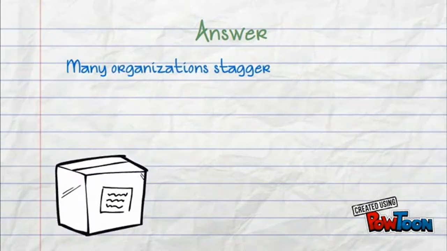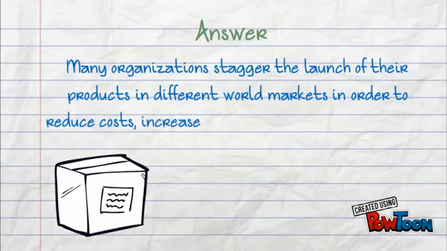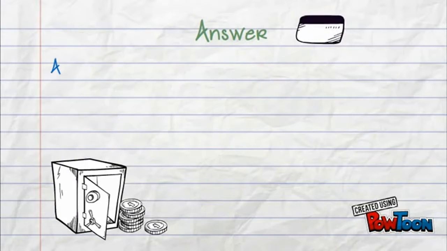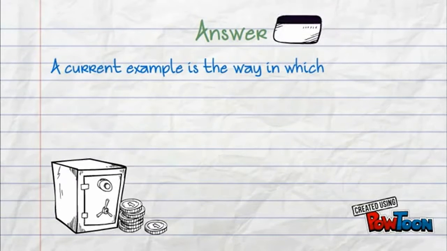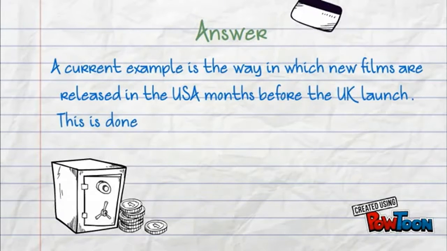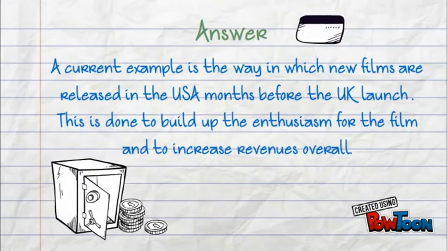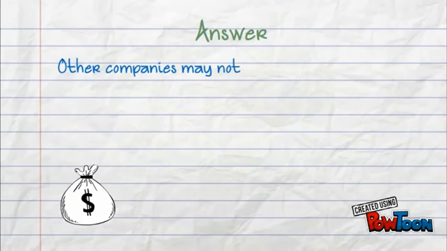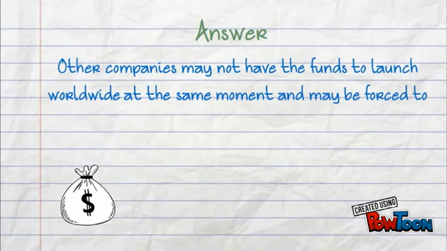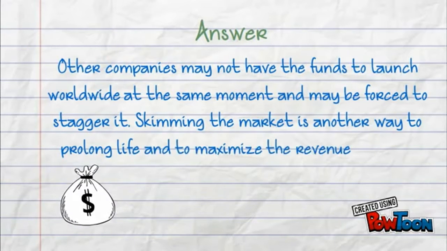Many organizations stagger the launch of their products in different world markets in order to reduce costs, increase revenue, and prolong the overall life of the product. A current example is the way in which new films are released in the USA months before the UK launch. This is done to build up the enthusiasm for the film and to increase revenues overall. Other companies may not have the funds to launch worldwide at the same moment and may be forced to stagger it. Skimming the market is another way to prolong life and to maximize the revenue over a product's life.